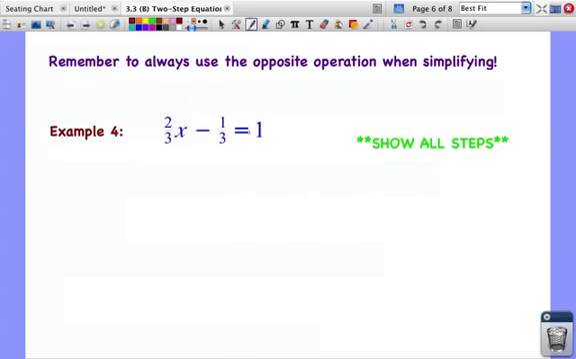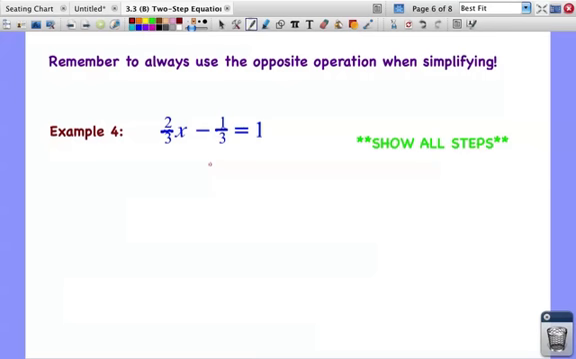Last example. This is a little hard to see, so let's draw this in here. 2 over 3 times x minus 1/3 equals 1. It's no different with fractions, you guys. We still have to follow the same steps. So I need to get rid of this 2/3 and this negative 1/3 somehow. So I need to do the opposite operations.